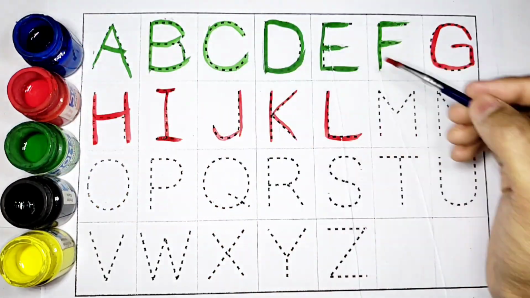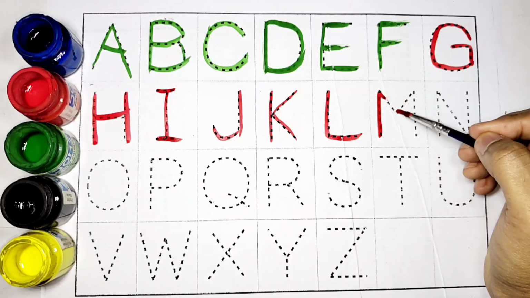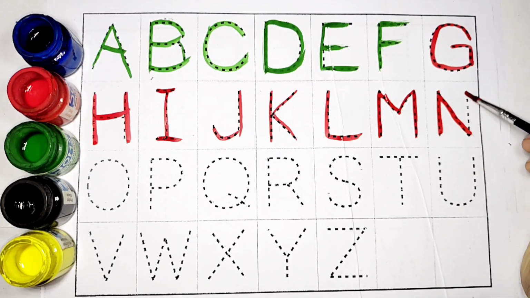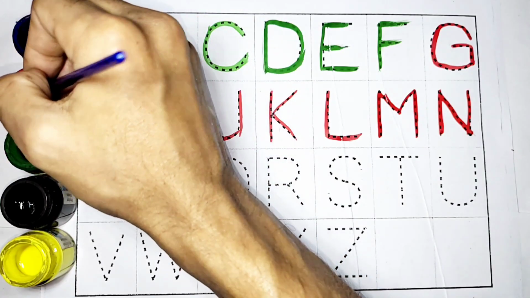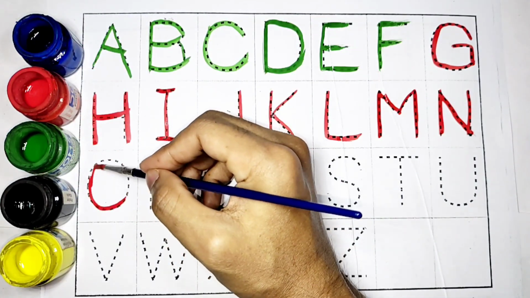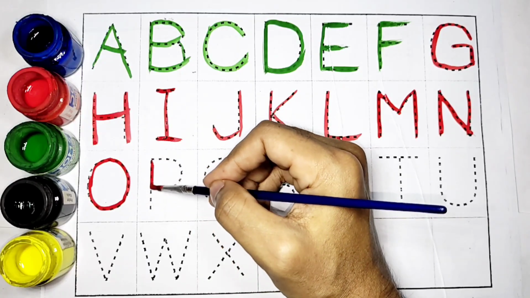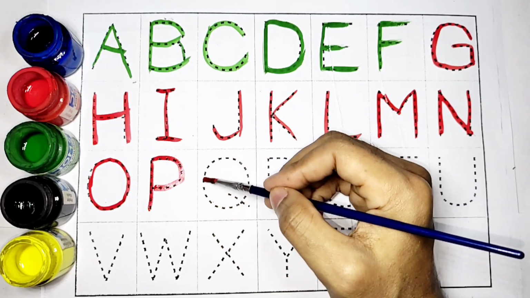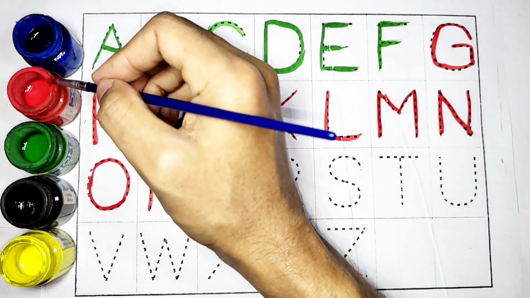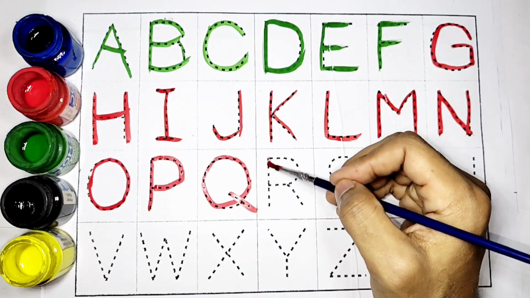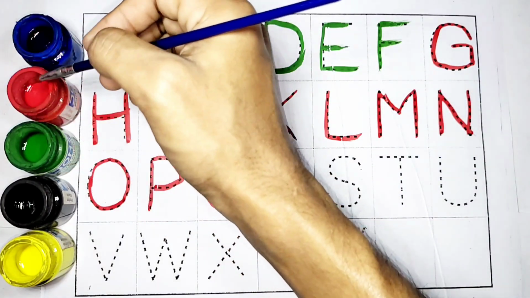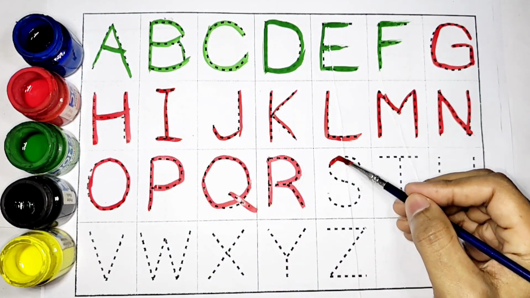And L for lemon. M for mango. Now we draw an N for nest. The next one is O for octopus. Kids, now we draw P. And the next one is Q. We are again using the color of red and draw R, the alphabet of R for rose.